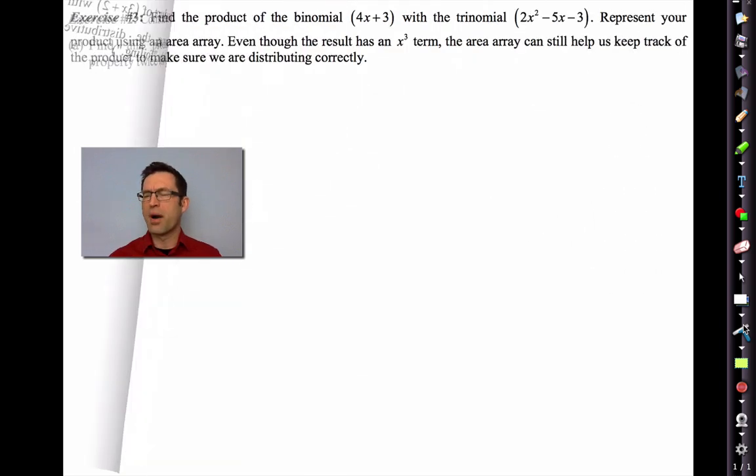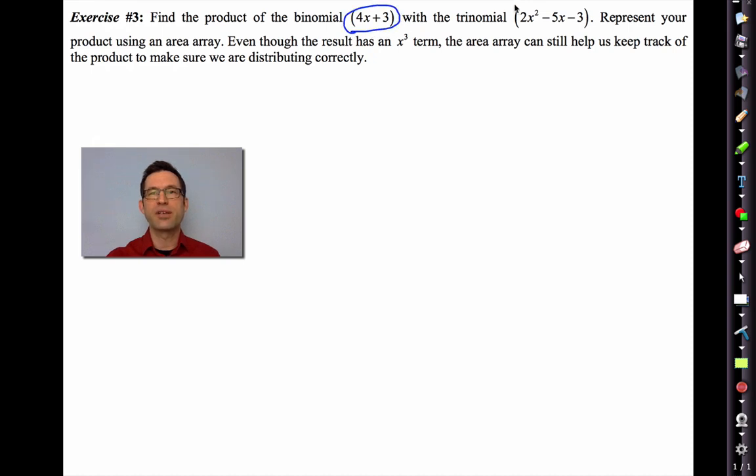Find the product of the binomial 4x plus 3 with the trinomial 2x squared minus 5x minus 3. Represent your product using an area array. Even though the result has an x cubed term in it, an area array can still help us keep track of the product to make sure we're distributing correctly. So we don't need to draw any pictures to do this. Okay, but it certainly doesn't hurt.